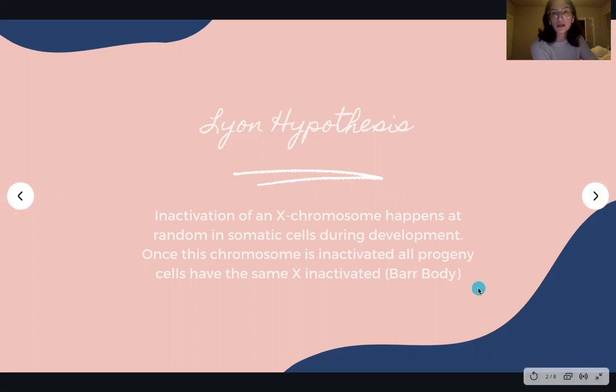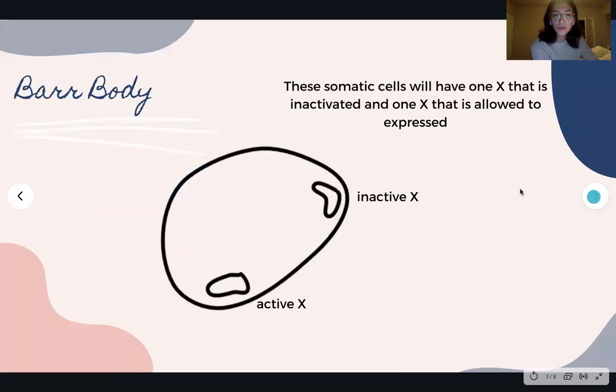Once this chromosome is inactivated, all progeny cells have the same inactivated chromosome, and this is also known as a Barr body. All right, so here we have a Barr body with two X chromosomes. And so in the somatic cell, we can see that there will be one inactive X and one active.